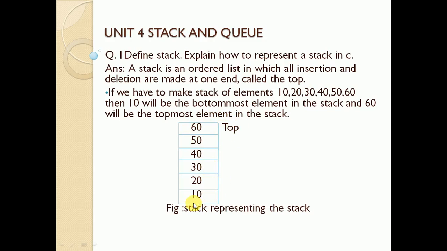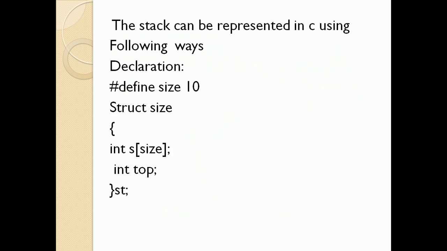As you know, the stack is a LIFO data structure, meaning last in first out. So whenever you want to remove elements from this stack, you cannot remove any random element. First you have to remove 60, then 50, 40, 30, 20 and then 10. That's why the stack is called a LIFO data structure.